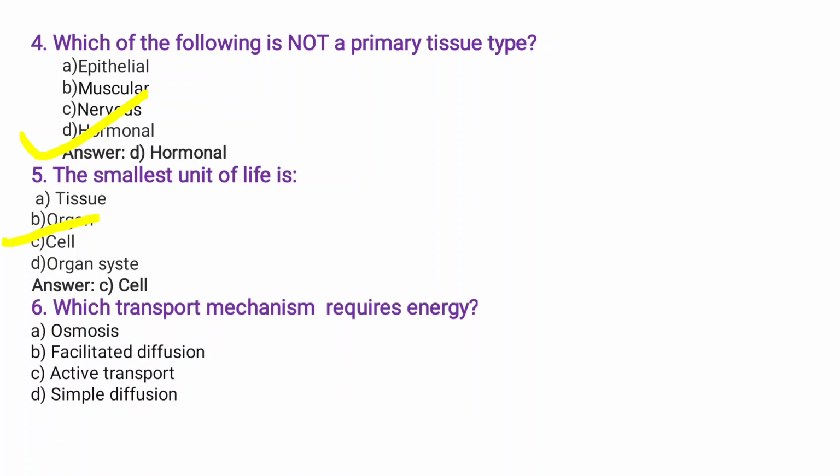Next, which transport mechanism requires energy? A, osmosis, B, facilitated diffusion, C, active transport, and D, simple diffusion. So active transport requires energy. Passive diffusion does not: 90% of drugs are absorbed by passive diffusion, which does not require energy, but active transport requires energy.